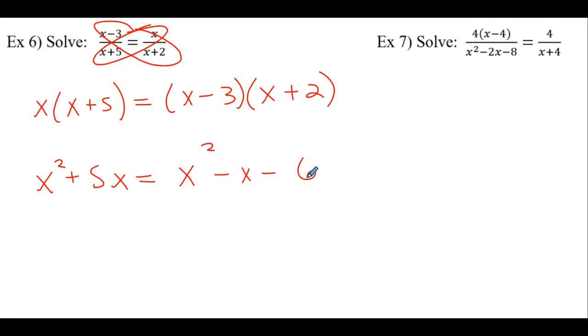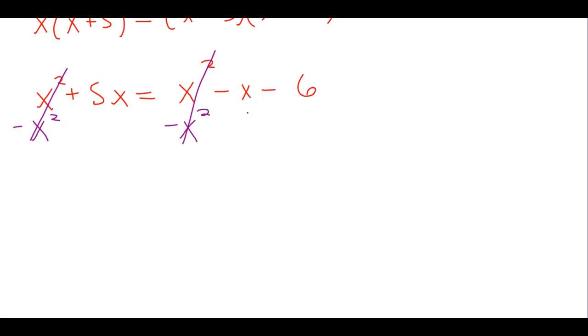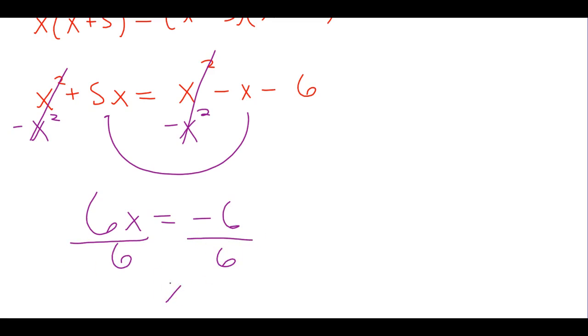What happens when I try to combine my x squareds? Yeah, if I subtract that over, because it's a positive 1x squared, they both cancel. So that makes it easy. That takes the quadratic aspect of it away. So now I'm just going to add this x over. That gives us 6x equals negative 6. Divide by positive 6, right? To get x by itself. Therefore, x equals negative 1.